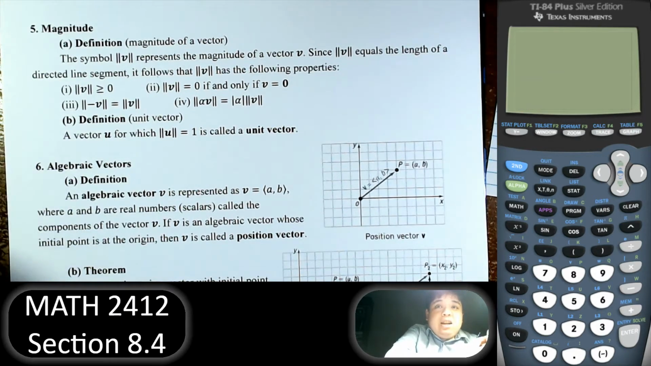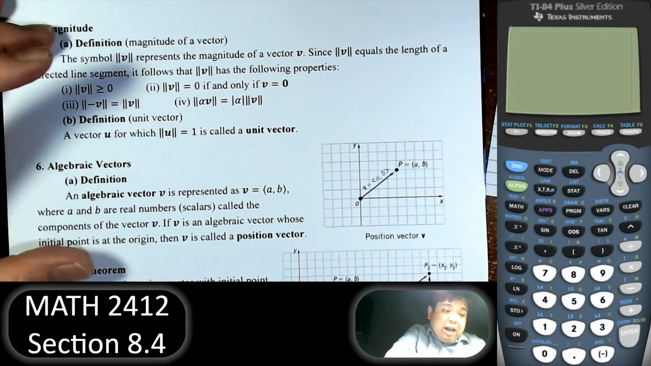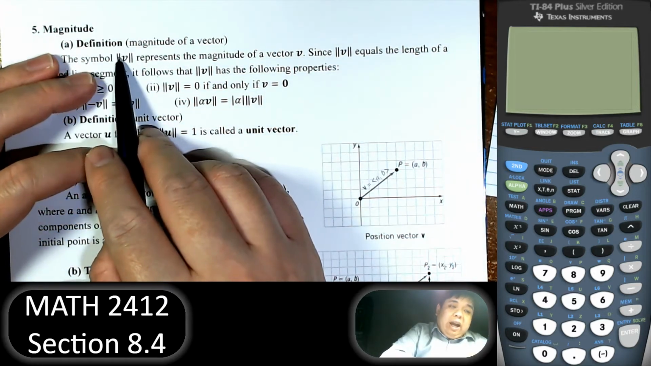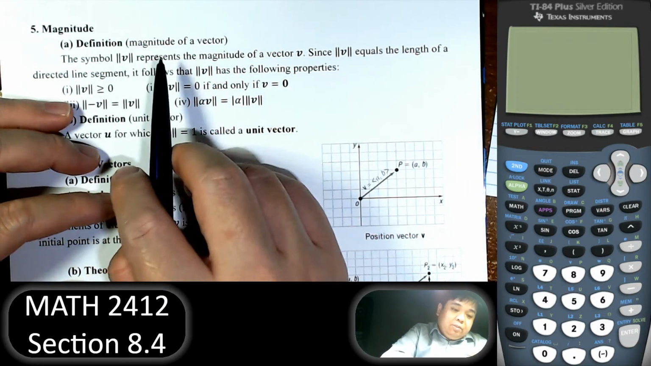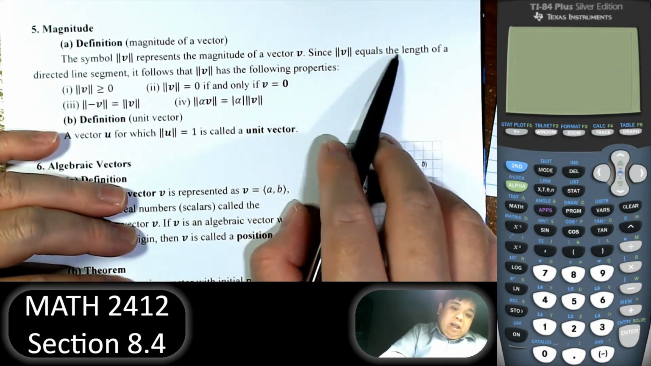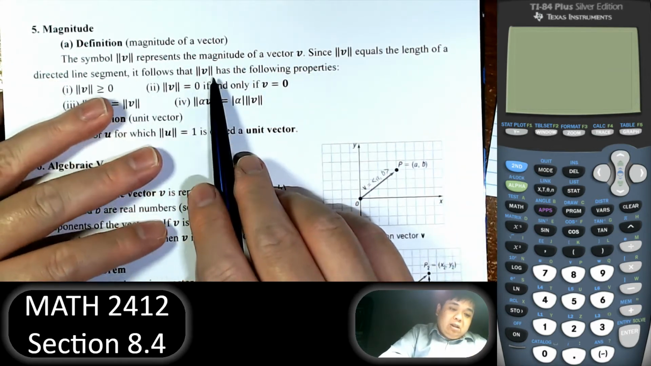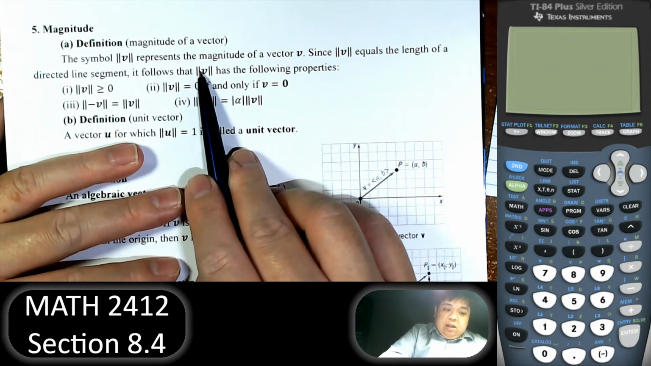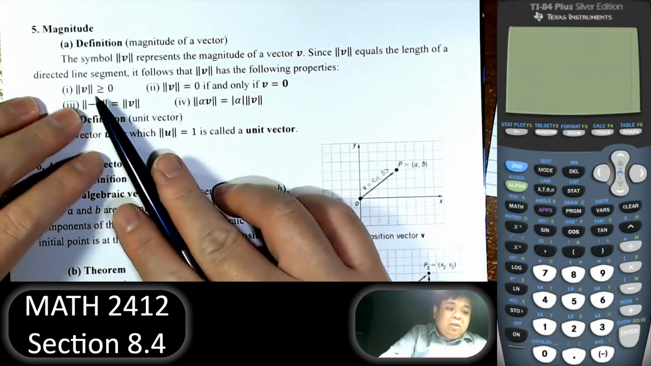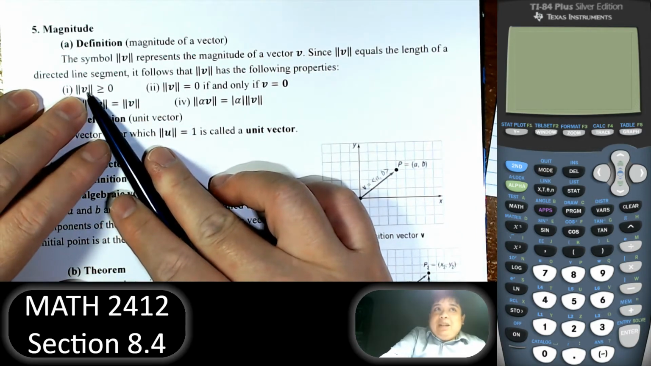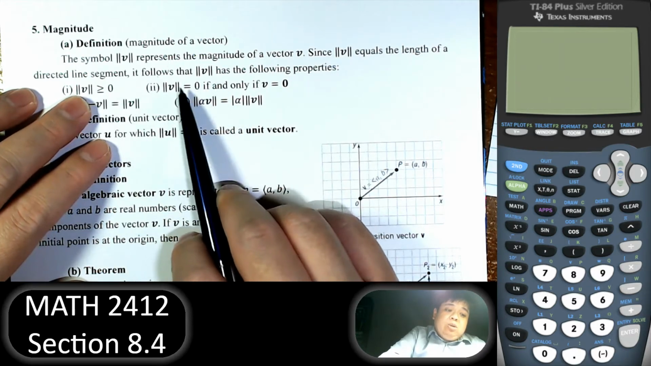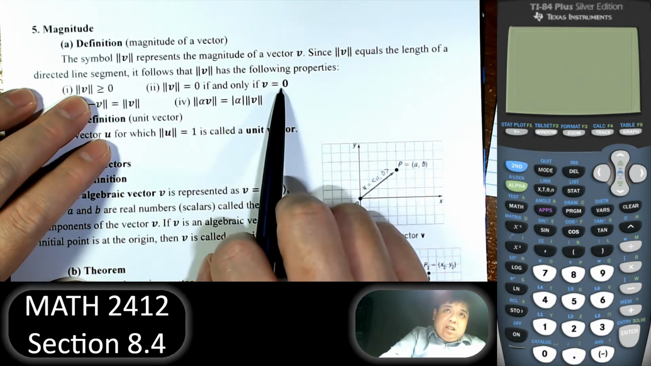Now once again, a vector has magnitude and direction. Now we focus on the magnitude. The symbol of 2 bars with vector V in between represents the magnitude of V. Since it equals the length of the directed line segment, the magnitude of V has the following properties. It is the length, so it cannot be negative. It has to be greater than or equal to 0. The magnitude is equal to 0 if the vector is a 0 vector.